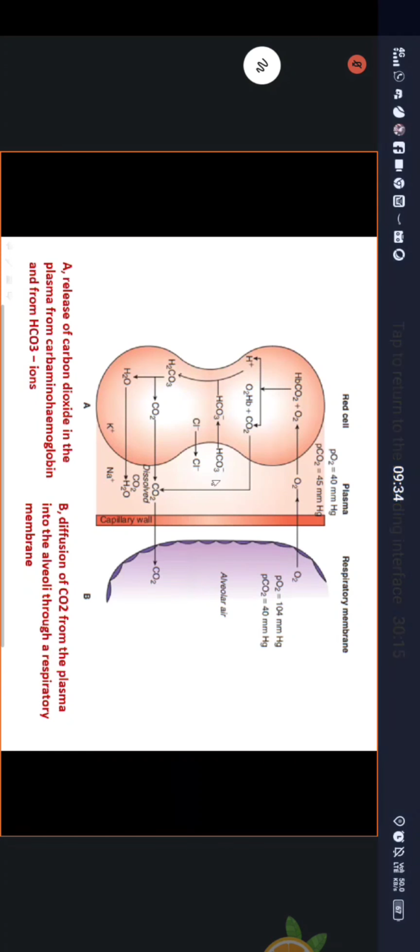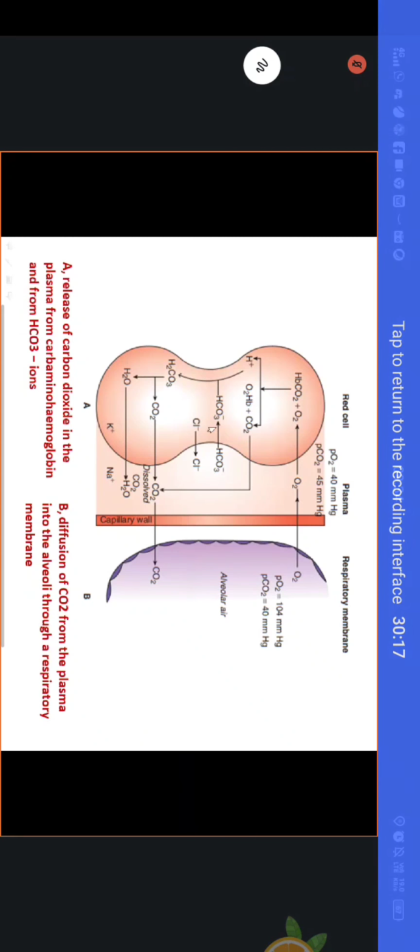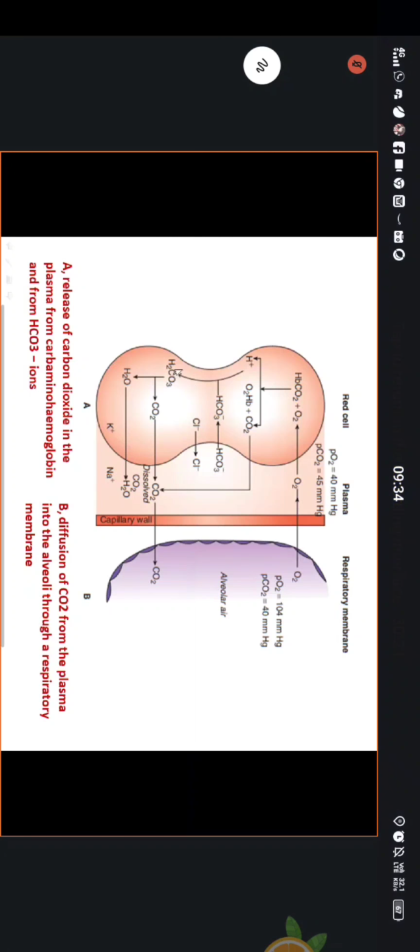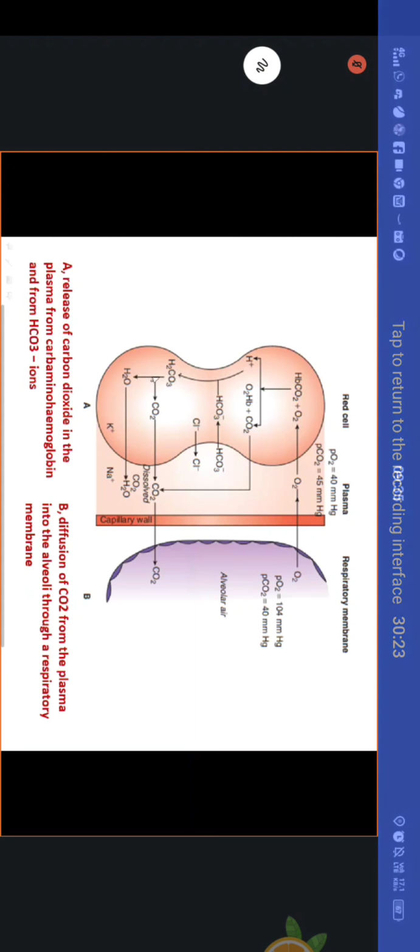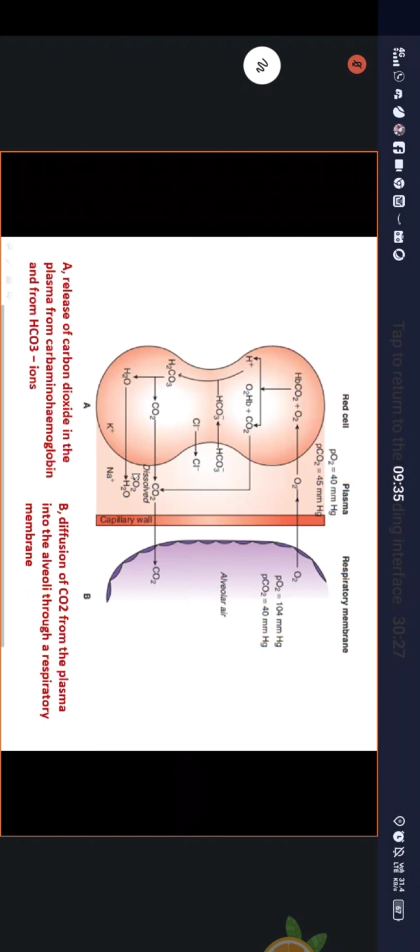Then it combines with the hemoglobin and replaces the carbamino compounds. So it liberates H plus, and carbon dioxide is liberated, which is released into the plasma. Similarly, this H plus on combining with bicarbonate forms carbonic acid. Again, it is unstable, so it liberates CO2 and H2O, which are released into the plasma.